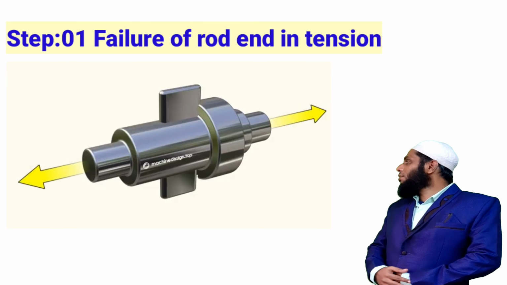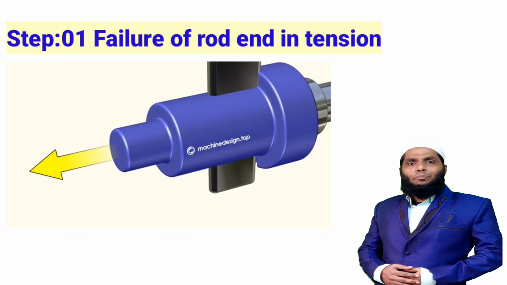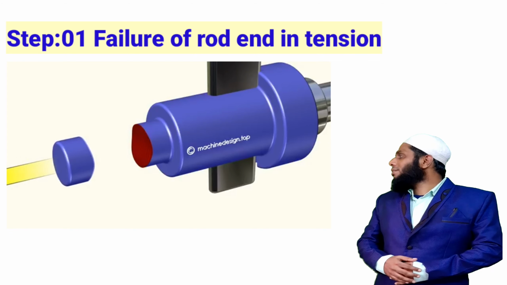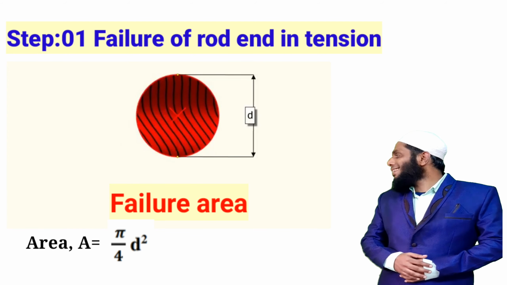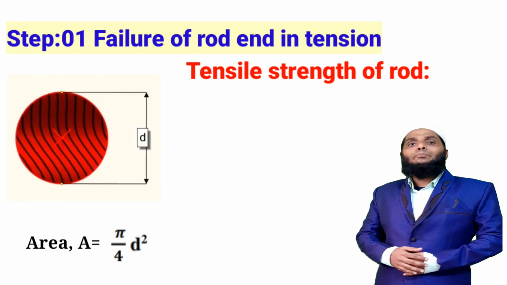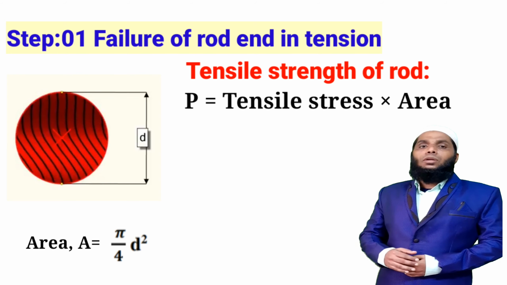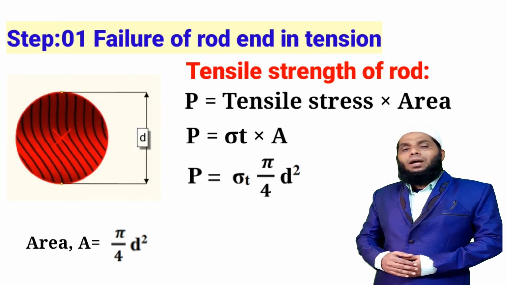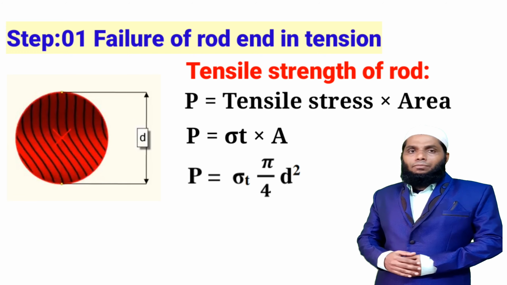So step number 1 is failure of rod end in tension. Because of tensile load P, the rod end area is going to fail. So that cross sectional area is pi by 4 d square. From this area we will determine the tensile strength of this rod end. So P is equal to tensile stress into area. Upon substituting the value of area, we get P equals sigma T into pi by 4 d square. This is the tensile strength of the rod end.